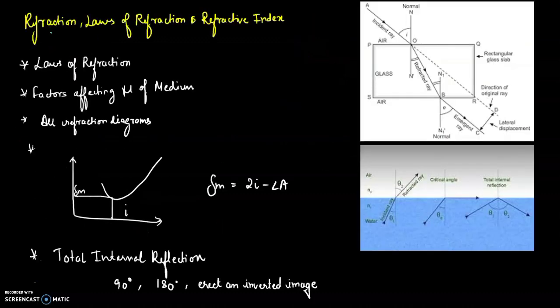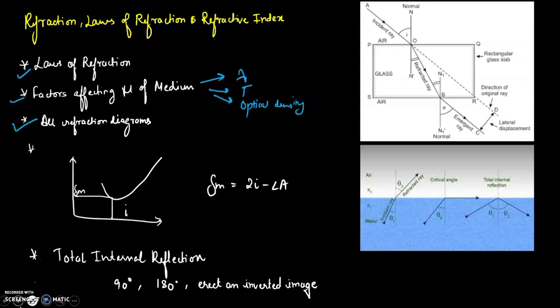In refraction, laws of refraction and refractive index, there is this topic, laws of refraction. Then we have factors affecting mu of medium, in which you'll have to mention the wavelength of incident light, then the temperature and optical density of medium. You'll have to learn all the factors and check if they are directly proportional or inversely proportional. Then all refraction diagrams are equally important. They may ask you any of them.